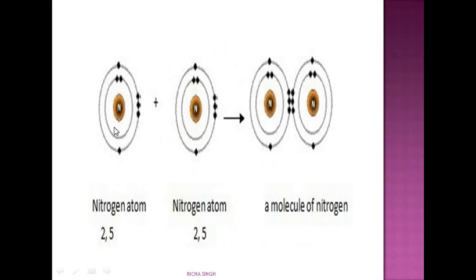Nitrogen, the electronic configuration is 2 and 5. So you can see 2 electrons in the K shell and 5 in the L shell. What they will do, they will share 3 pairs of electrons. Both nitrogen atoms will share 3 electrons from each side. Total 6 electrons are being shared, and we can call it 3 pairs also. So each nitrogen atom will have 6 shared and 2 of its own. Here also 2 of its own and 6 it is sharing. So again it is completing its octet, and the bond will be a triple bond because 3 pairs are being shared here.